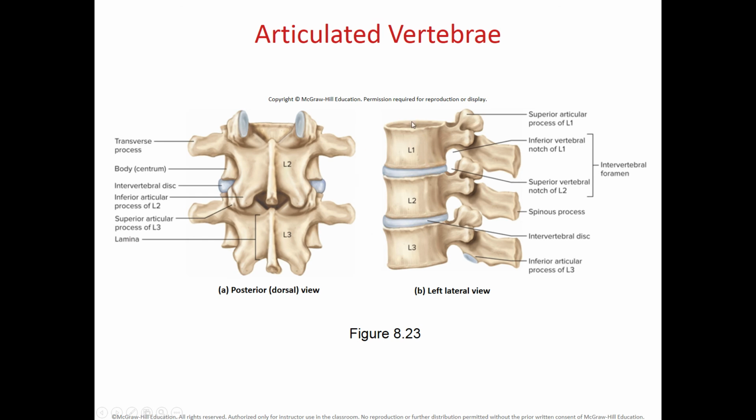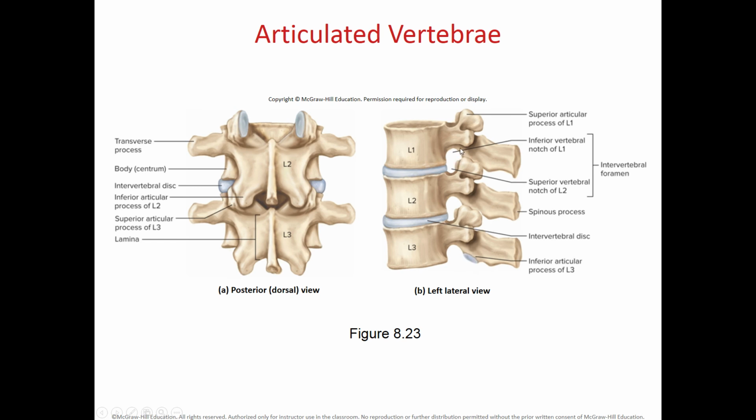So these thick portions of the vertebrae will be the body. And then you have the spinous process here. In the lateral view, this will be the transverse process. And then here will be the superior and inferior articular process of L1, superior and inferior articular process of L2, and superior and inferior articular process of L3.